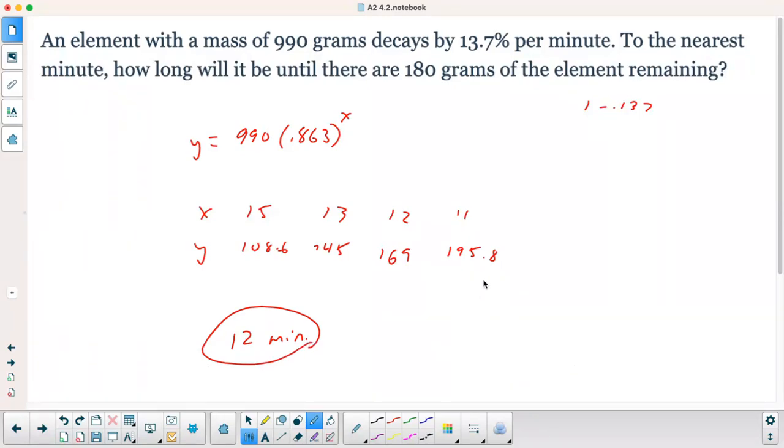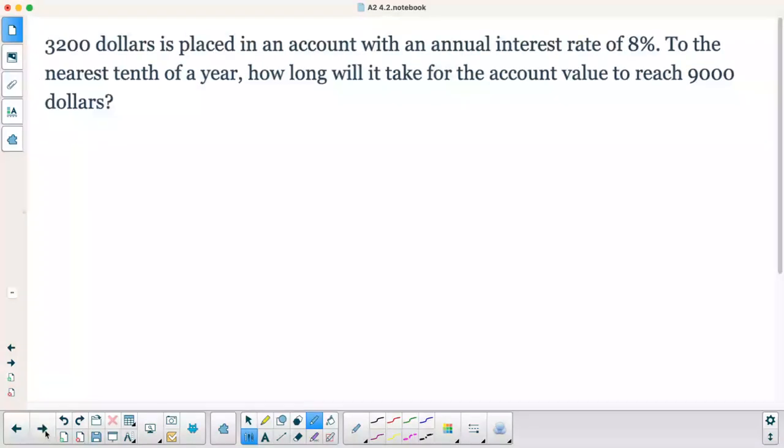Okay, so you keep plugging in numbers until you get it less than 180. So 12 was the first one. Now you'll learn a better way than trial and error, but that's about the only way that you probably know how to do this right now. All right.